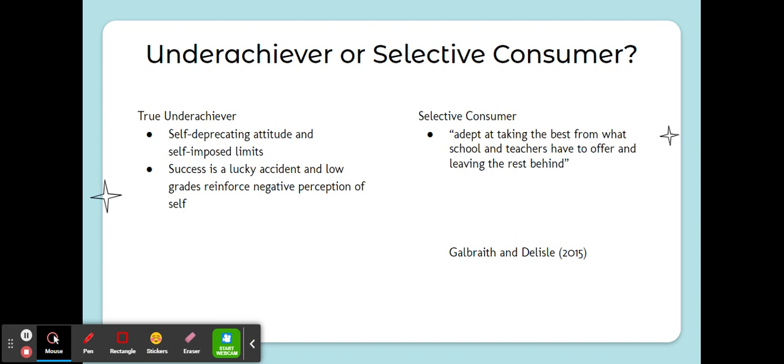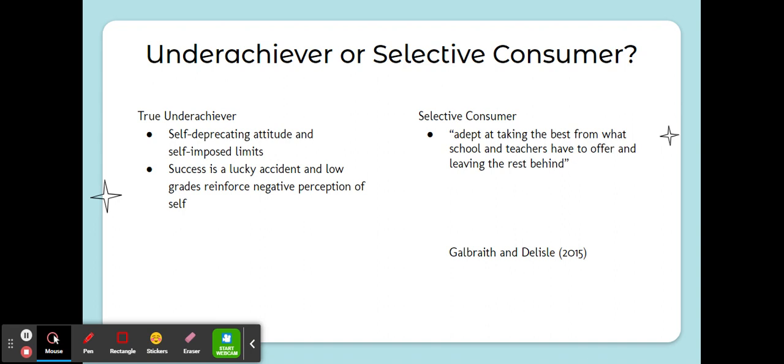Galbraith and Delisle distinguish between underachievement and selective consumerism and suggest strategies for reversing both patterns. They point out that underachievement is tied intimately to self image development. A student adopts a deprecating attitude as they place self-imposed limits on what is possible. They write off success as lucky accidents, while low grades or achievement reinforce negative perceptions about themselves.